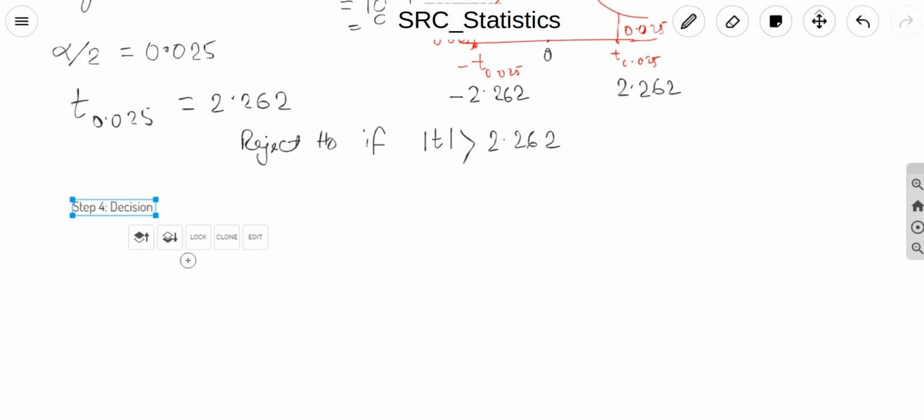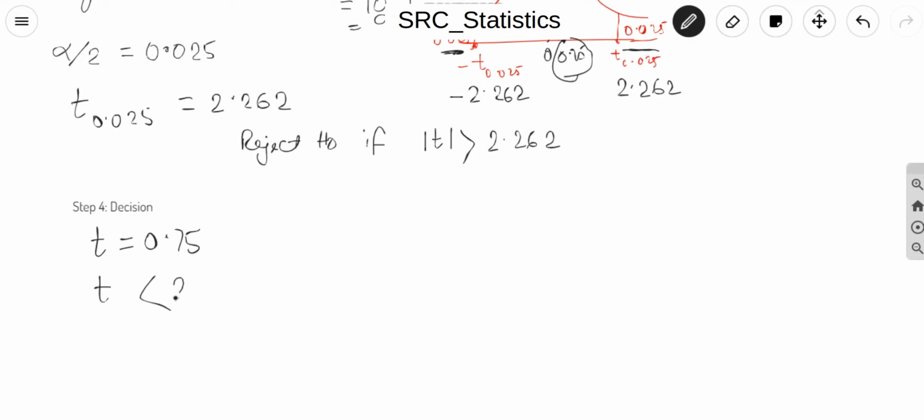Now we go to step 4, that is the decision. So our calculated value of t was 0.75 and we can clearly see that this is not lying in the rejection region, because the rejection region is here and this t is lying somewhere here, 0.75. Okay, so this is not in the rejection region, this is in the acceptance region. Since t is less than 2.262, we fail to reject the null hypothesis.